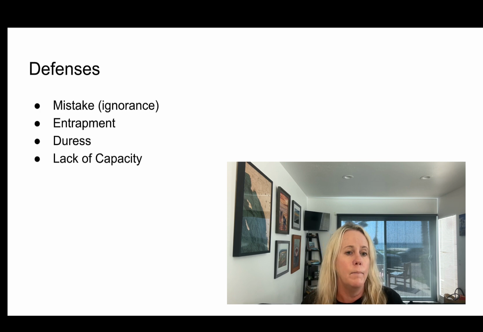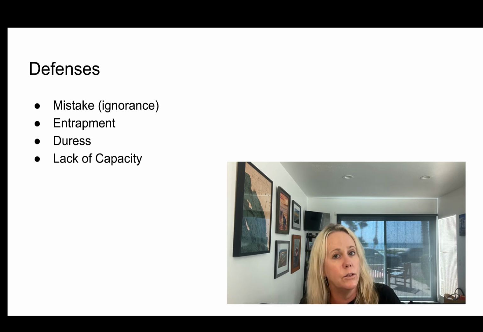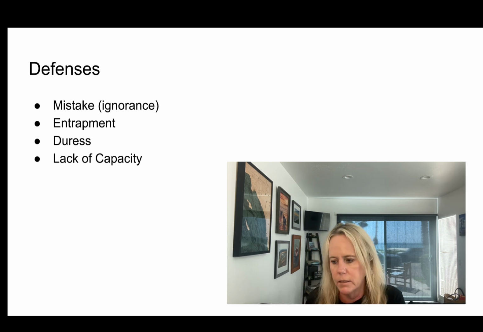Duress, meaning that somebody forced you to commit the crime. Duress can be physical, meaning I'm going to hold a gun to your head till you go commit that crime, or it can be financial. I have taken this money from your bank account, and if you don't do this activity for me, I'm not going to put it back. And then lack of capacity, for whatever reason, you don't have the mental or physical ability to commit that crime. Lack of capacity generally tends to be mental. And so that's going to be that I just didn't have the mental faculties to know what I was doing or to understand the consequences of what I was doing.